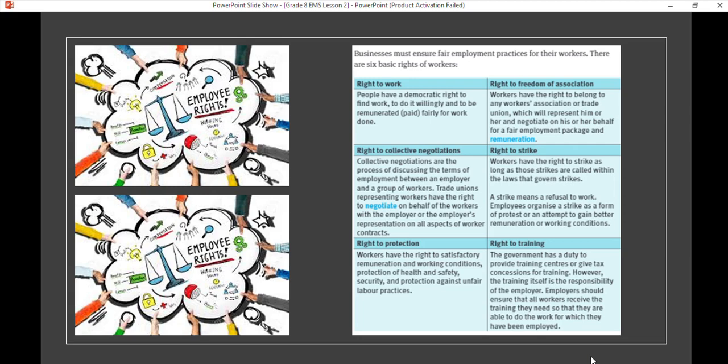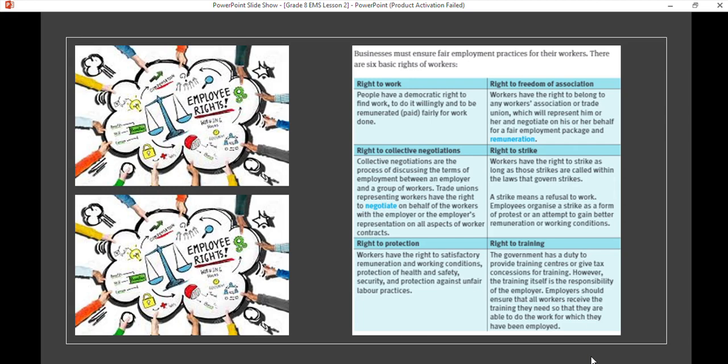Okay, right to strike. Workers have a right to strike if they feel they've been treated unfairly, but this must be a legal strike. That means they have to give notice of at least 48 hours before they commence the strike.